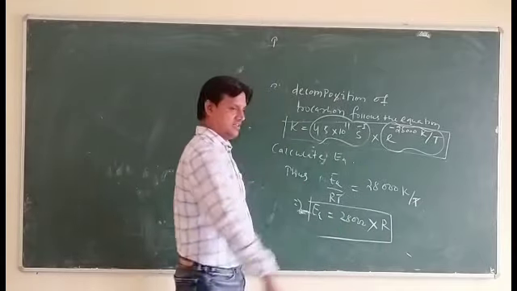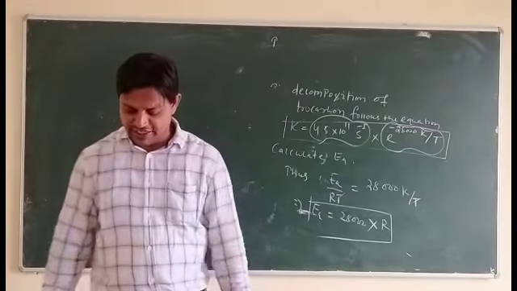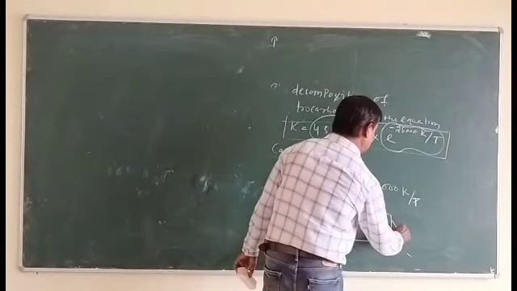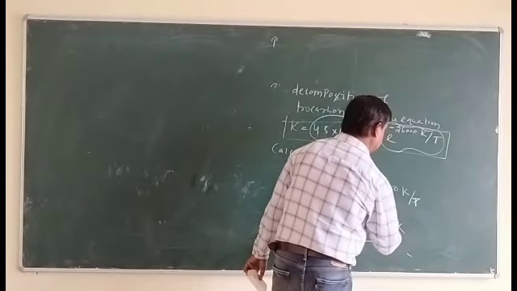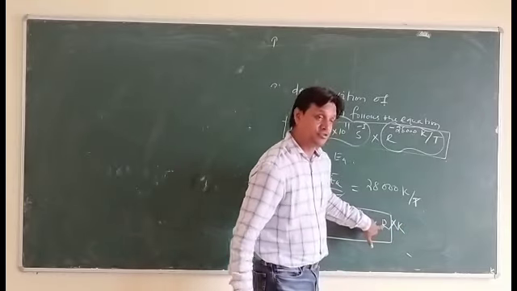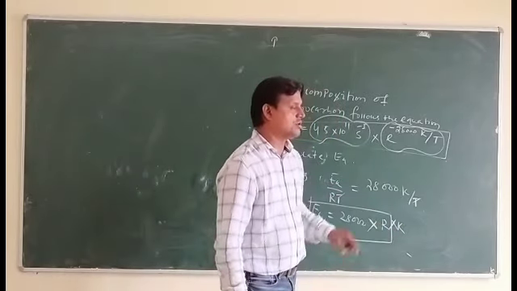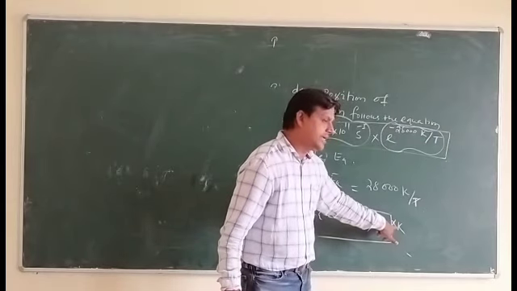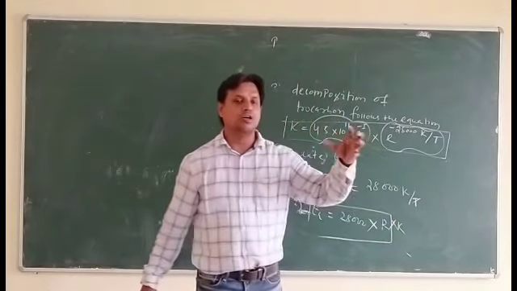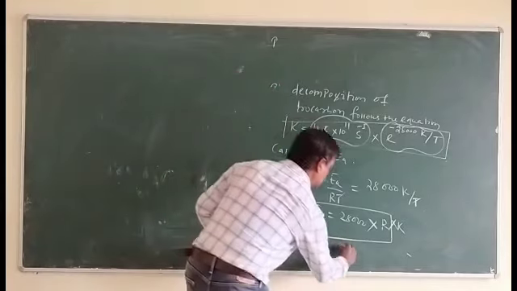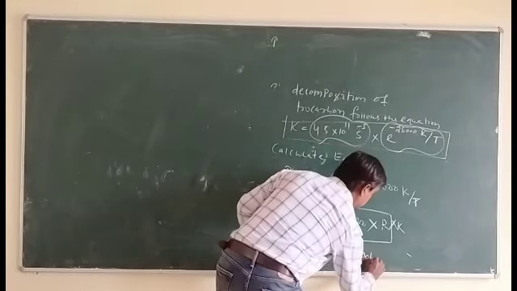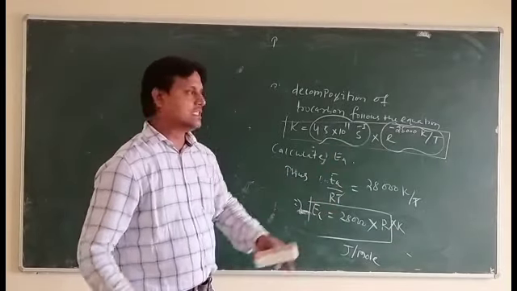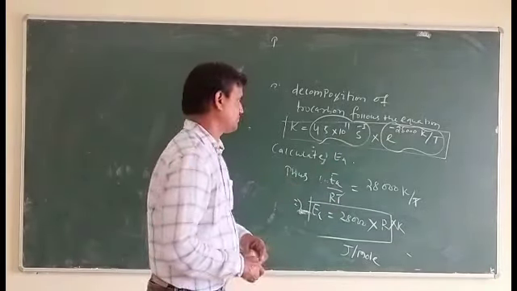So you put the value of R, 8.314 joule Kelvin inverse mole inverse: 28,000 into R into K. You know K will be cancelled because the unit of R is 8.314 joule Kelvin inverse; Kelvin inverse will cancel with K. So the answer will be in joule per mole. That is the final value of activation energy EA.